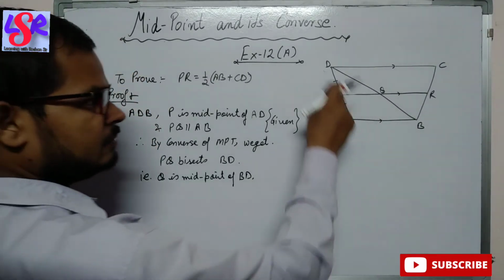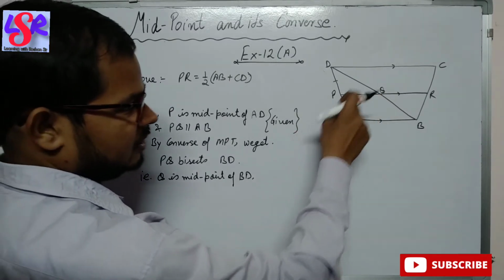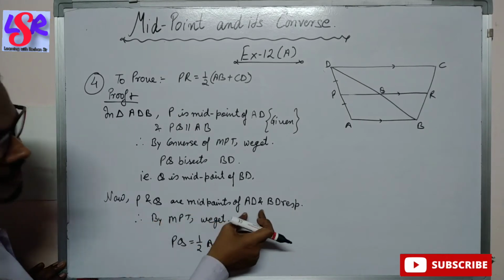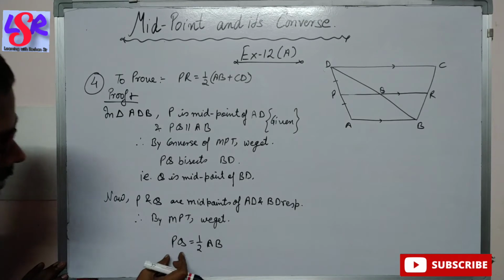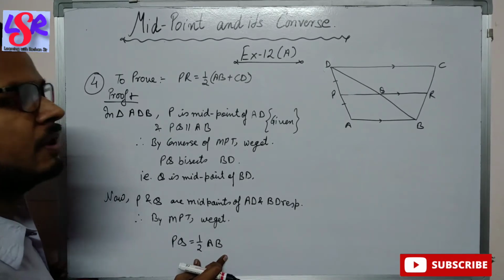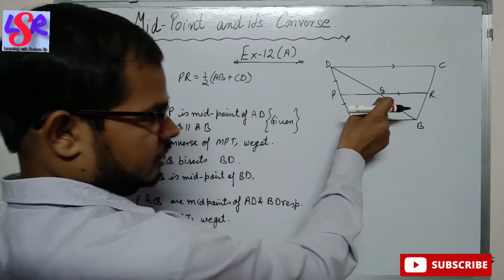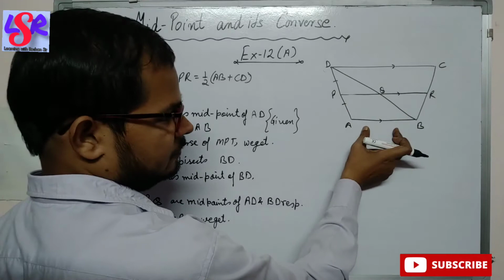Now in the same triangle, we can apply the midpoint theorem. That is, P is the midpoint of AD and Q is the midpoint of BD. Now P and Q are the midpoints of the sides AD and BD respectively. Therefore, by the midpoint theorem, we have PQ equals to half of AB. First of all, we have proved this point as the midpoint of BD and then we have proved this PQ is half of AB.